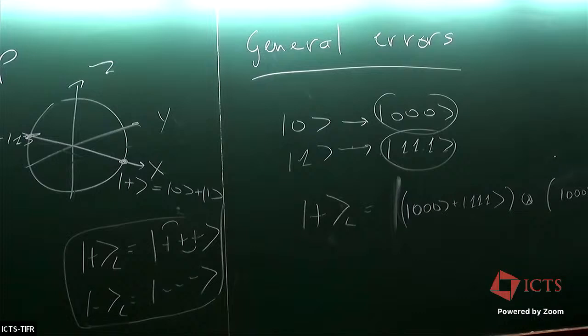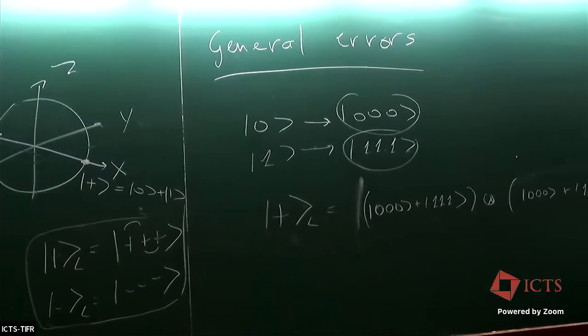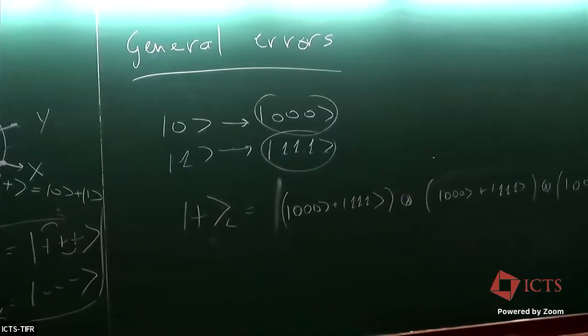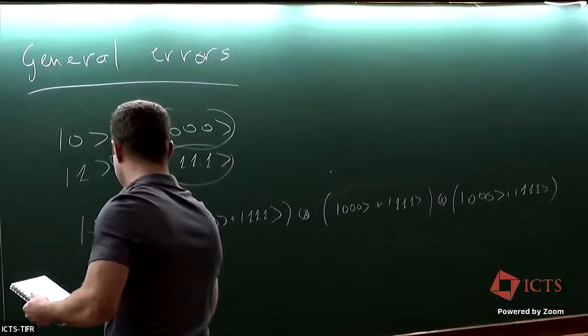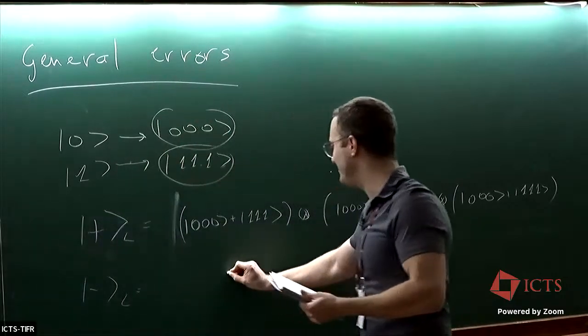As you're going to see, the stabilizer codes are going to come in very handy. Just avoid writing just such long states. The minus state is exactly the same, but you have minus signs here.